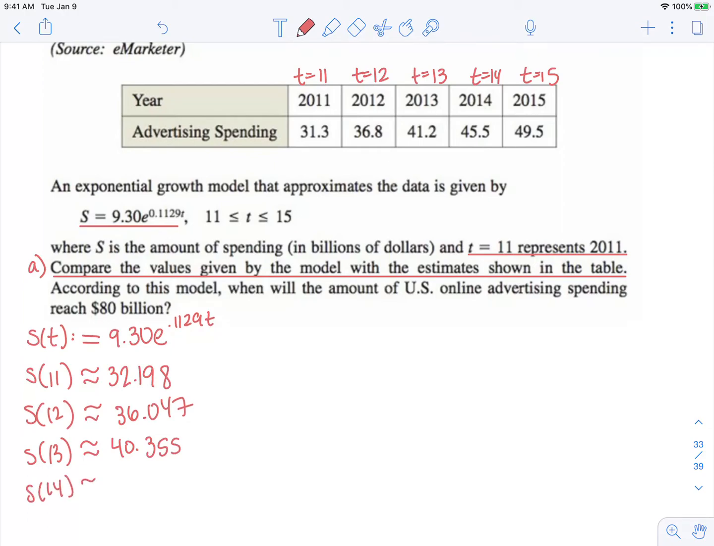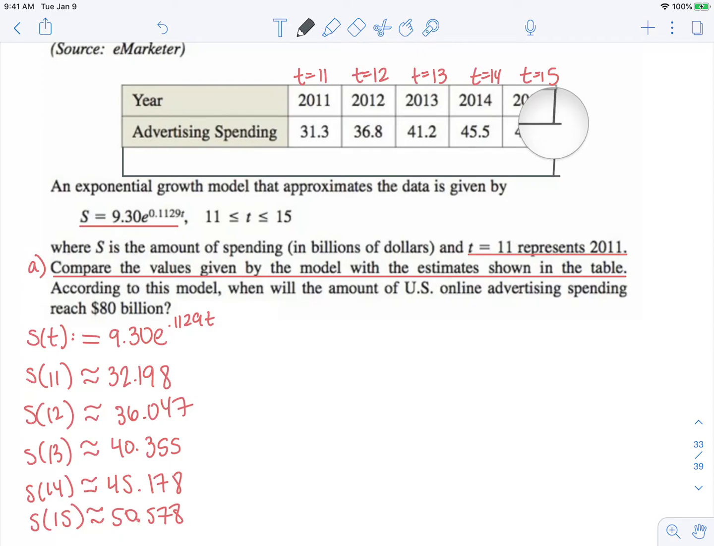S of 14 is approximately 45.178, and S of 15 is approximately 50.578. So if I really want to show a comparison, what I can do up here is add an extra row to this table. And what I'm going to do is label this row as my model, S of t. And I'm going to plug in my values I just got below.